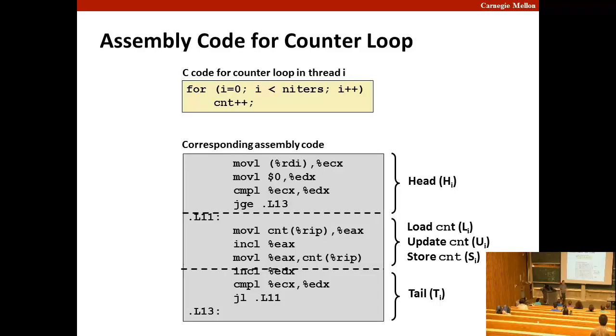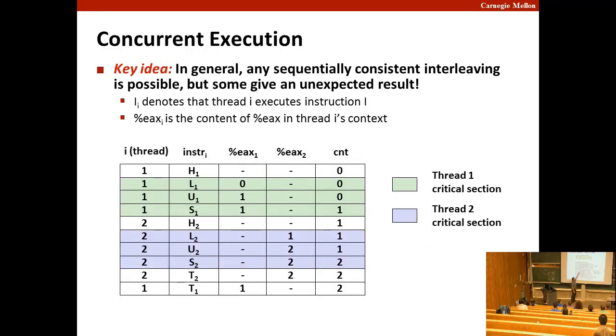Okay. I told you earlier about this. When I look at that plus plus count, it's a move, an increment, and a move. A load, an increment, and a store. Key idea: in general, any sequentially consistent interleaving is possible, but some give an unexpected result. What the heck does that mean?